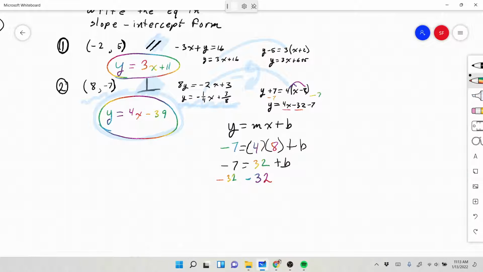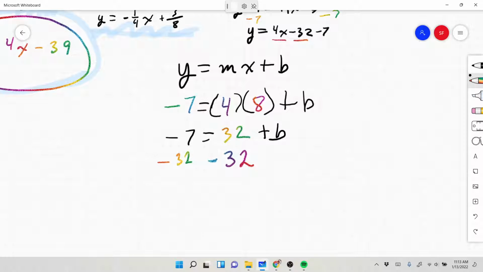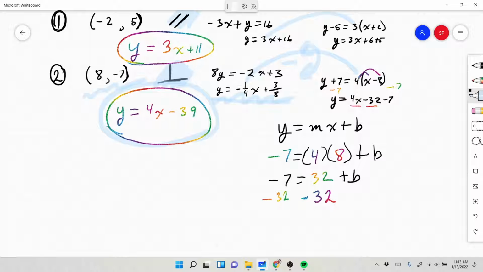Y plus 7 equals 4 parentheses x minus 8. Then you go to, I understand this -7, but then you just get rid of the x. I did not get rid of the x. I took this x and substituted it for x. You can substitute now? You've been able to substitute the whole time through this whole math class since the beginning of the year. It's called substitution. He doesn't get it.